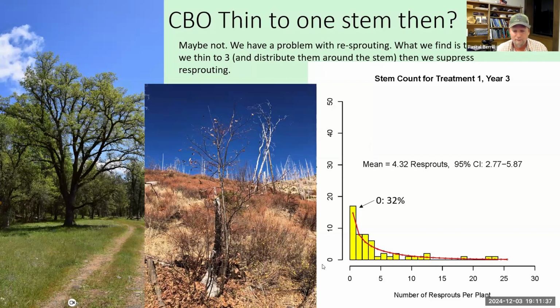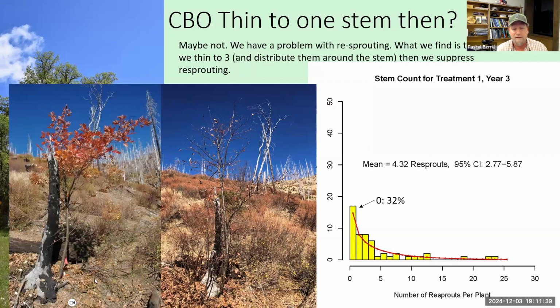So here's a picture of one that was thinned down to 1 stem and resprouted. Here's a picture of one on the left. You see this one got thinned down to 1 stem and did not resprout. So there is variation, there's noise in this data, but expect quite a lot of resprouting.